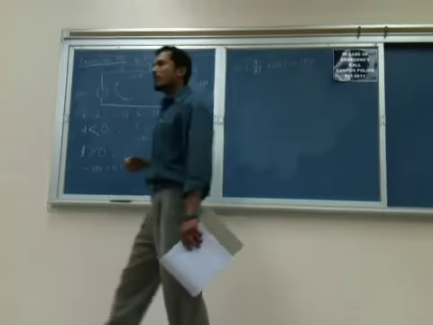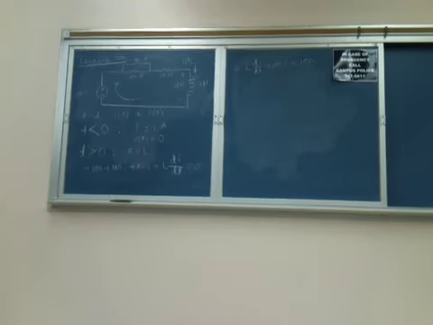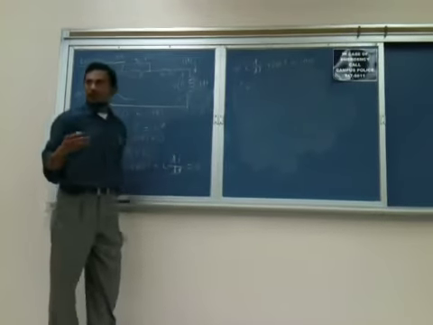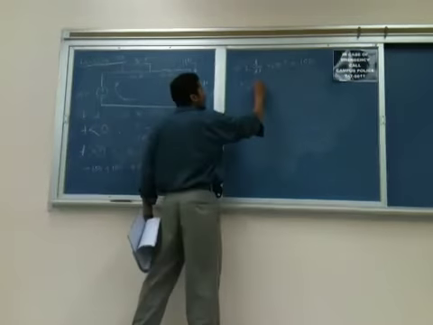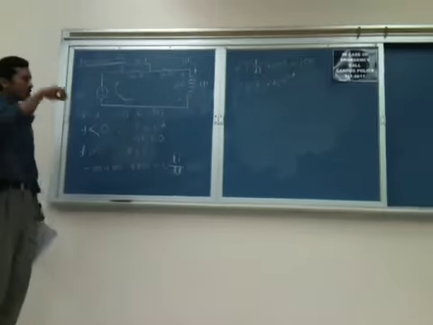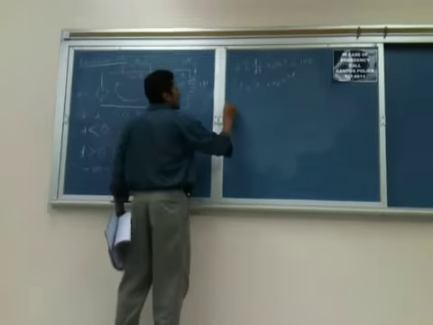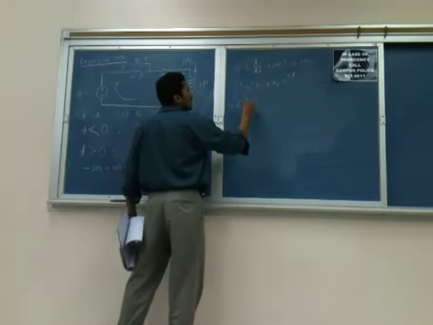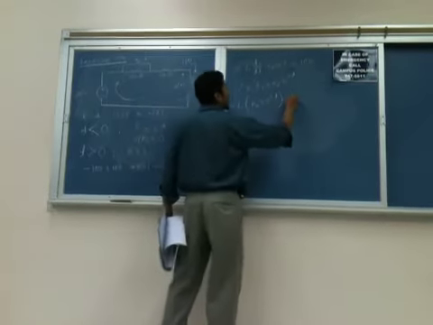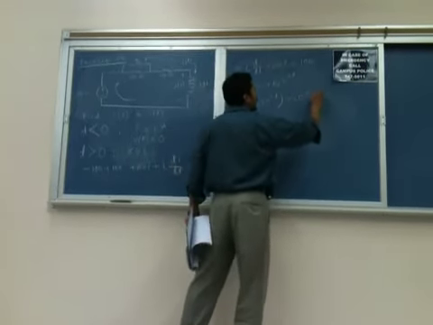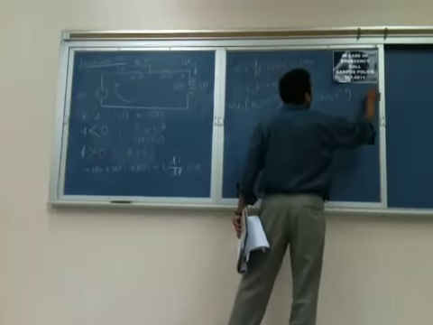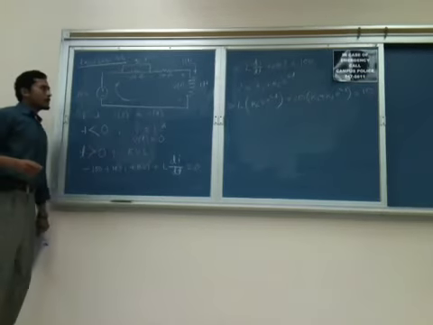Then what do we do? We assume an equation for I. What is that equation? K1 plus K2 e power st. So the equation becomes L K2s e power st plus 200 times K1 plus K2 e power st. That's going to be equal to 100.